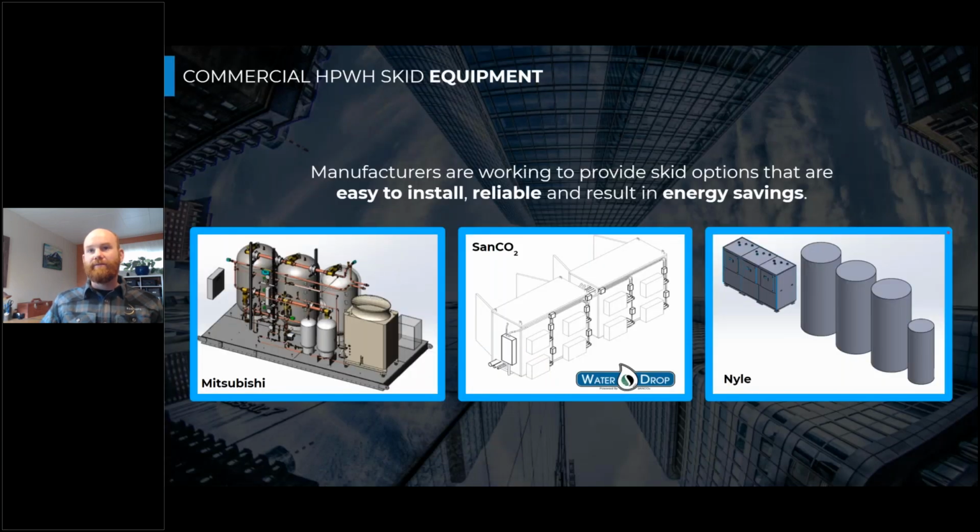And I mentioned before that manufacturers were starting to provide more skid systems, less of this custom engineered solution that I just walked you through with the Jackson Apartments case study. And so these are 3 of those skids that I mentioned earlier: Mitsubishi, Sanko 2 with the water drop from Small Planet Supply, and Nyle, an East Coast manufacturer.